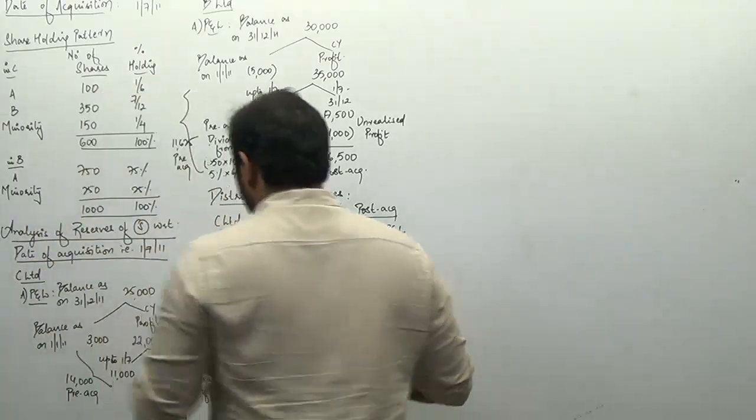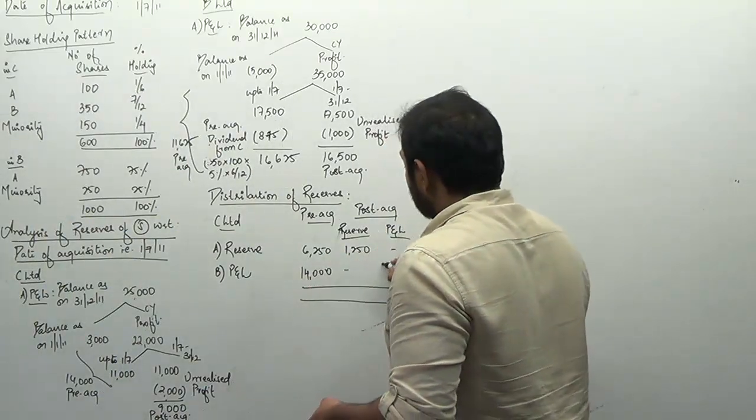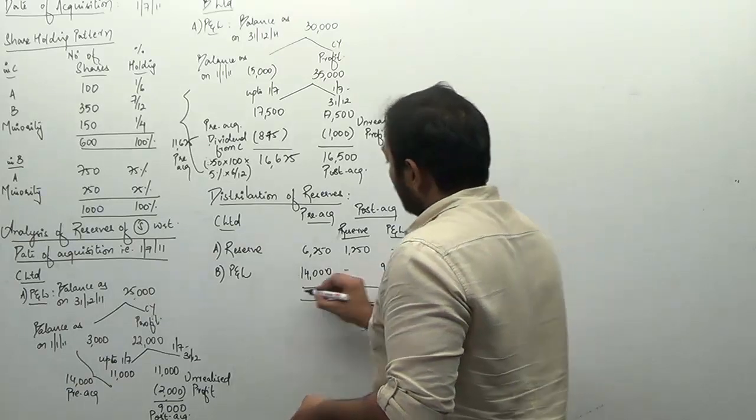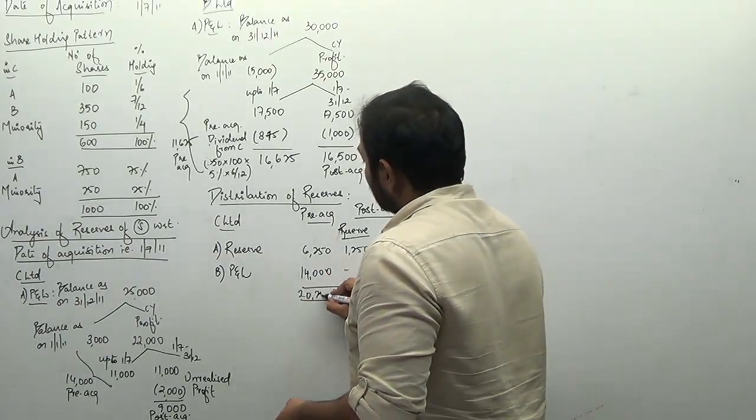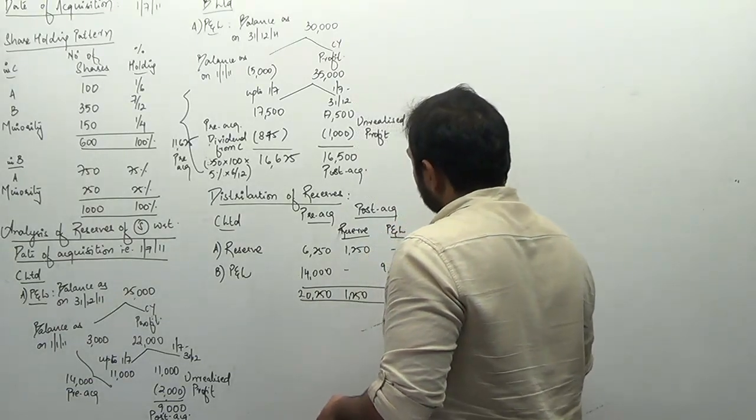P&L I don't have to work out, I already have the figures. We can just post these amounts. 14,000 and 9,000. Oh, this is 20,250. 1,250. 9,000.